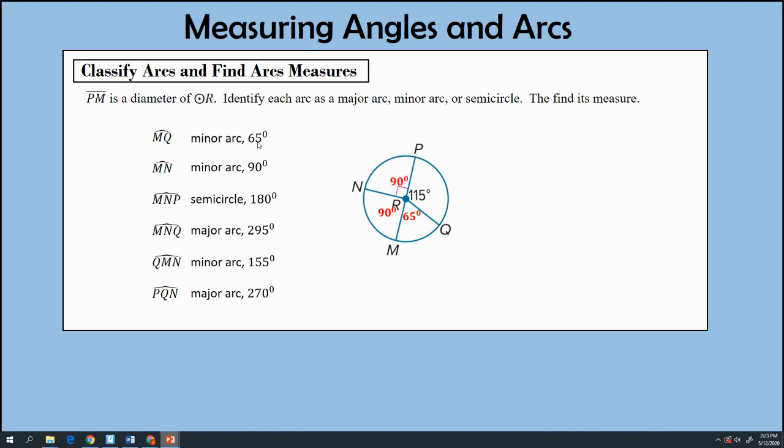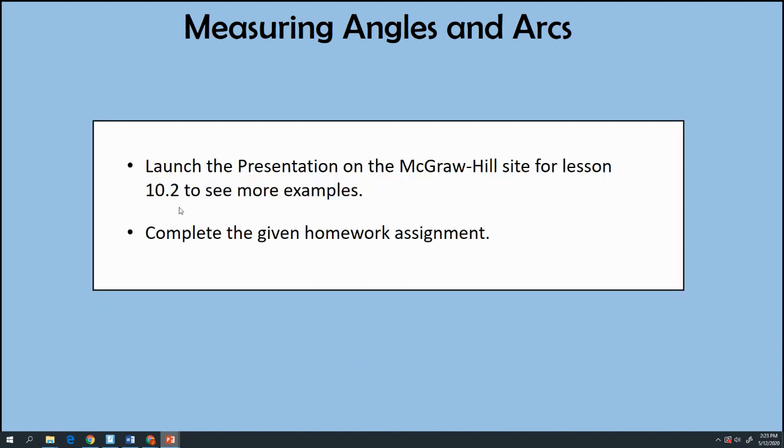Okay, so that's a little bit about naming arcs, identifying arcs, and giving their measures. So that's where we're going to start. I'm going to have you guys work on some basic questions that involve central angles, looking at the arc measures and so forth, some real basic stuff to start off with, and we'll pick up and do more of this tomorrow.